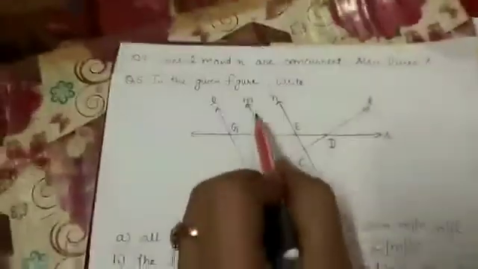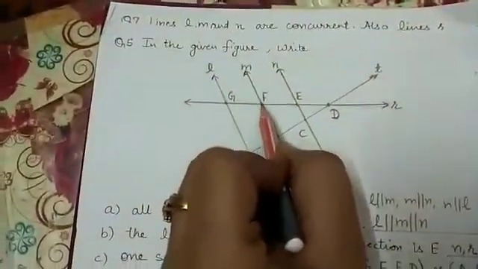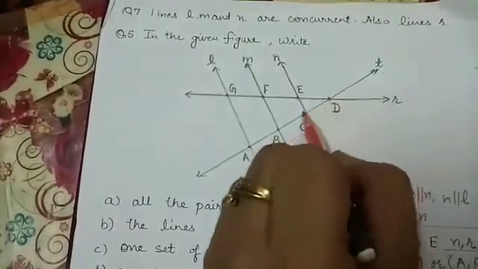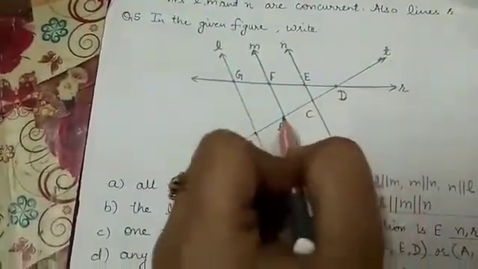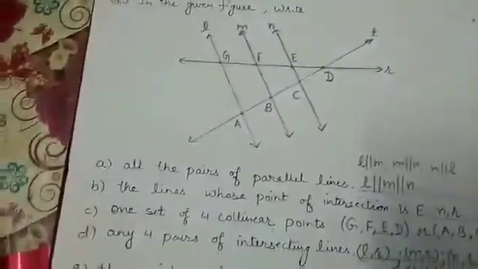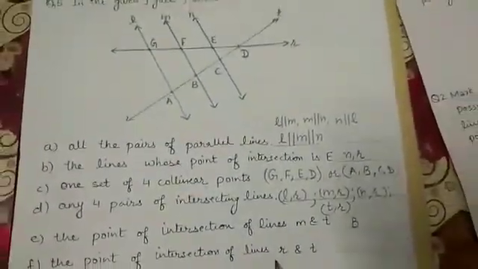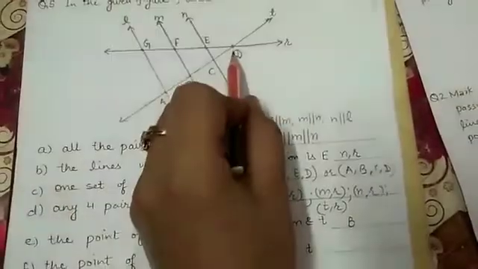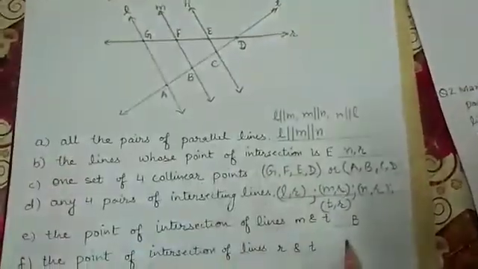Now, the point of intersection of lines M and T. See line M. Here is line M and here is line T. These are meeting at point B. Now point of intersection of lines R and T. See, this is R and T meeting at point D.